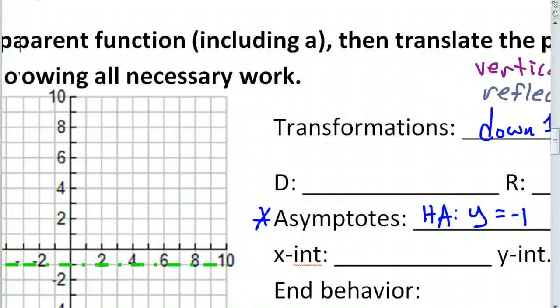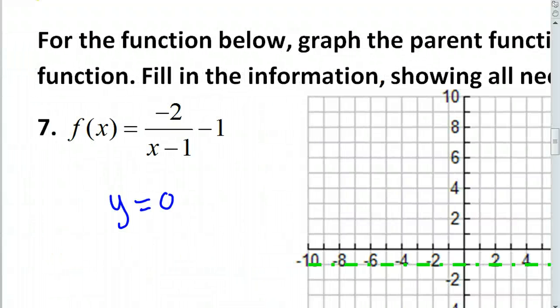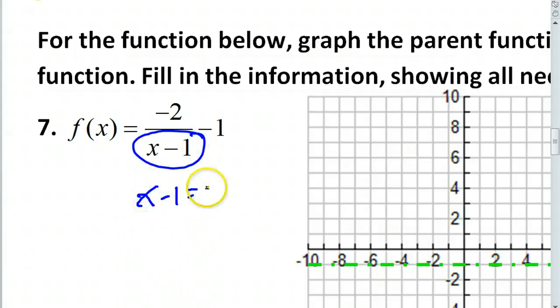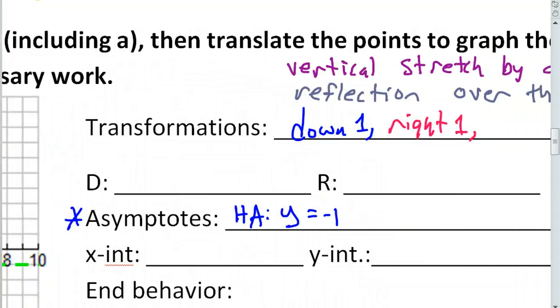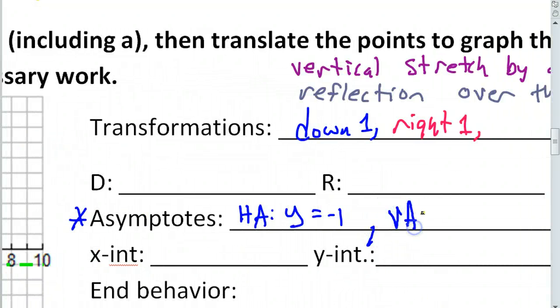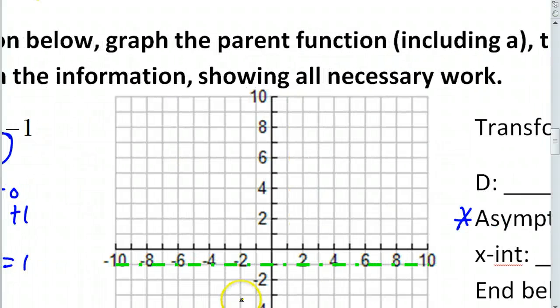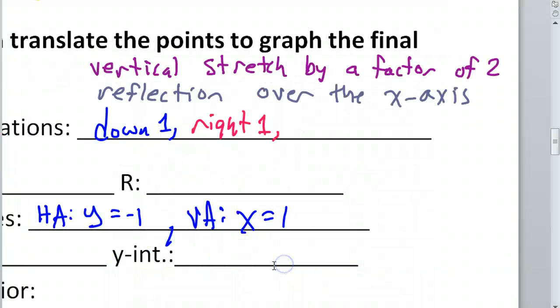Okay? Now, the vertical asymptote is going to work the same way as always. So where do I get the vertical asymptote from? The denominator, setting that equal to 0. So if I do x minus 1 equals 0, add 1 to both sides, that's going to give me x equals 1. That's my vertical asymptote. Okay, x equals 1.